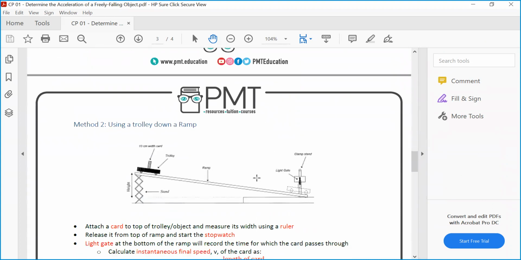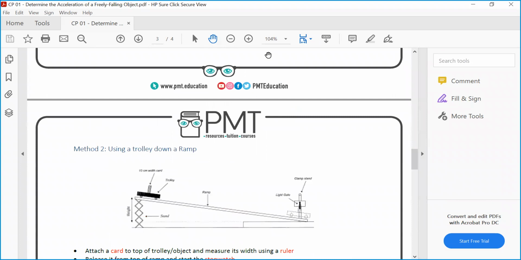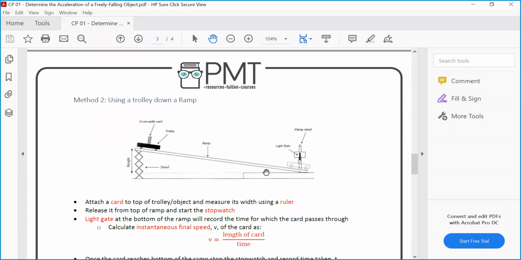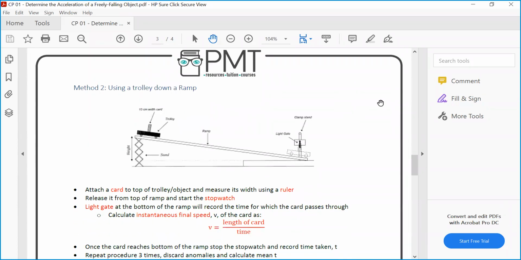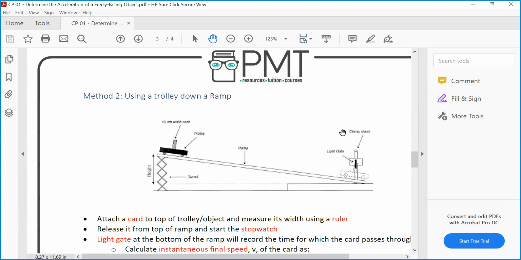Method 2. Actually, this method 1 is the common one, which comes to the exam. But there's another method in the short note: using a trolley down a ramp. Let's take a look at it. Trolley is there, ramp is there. Keep it at a certain height. Light gate, clamp stand.